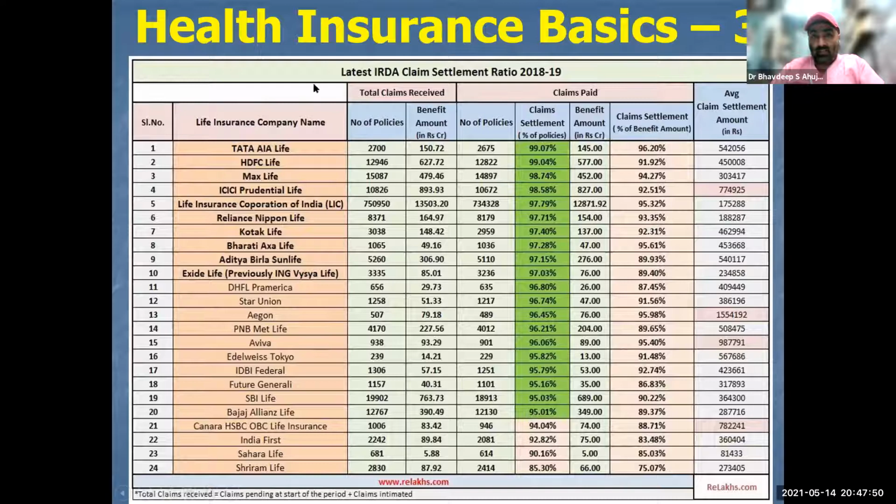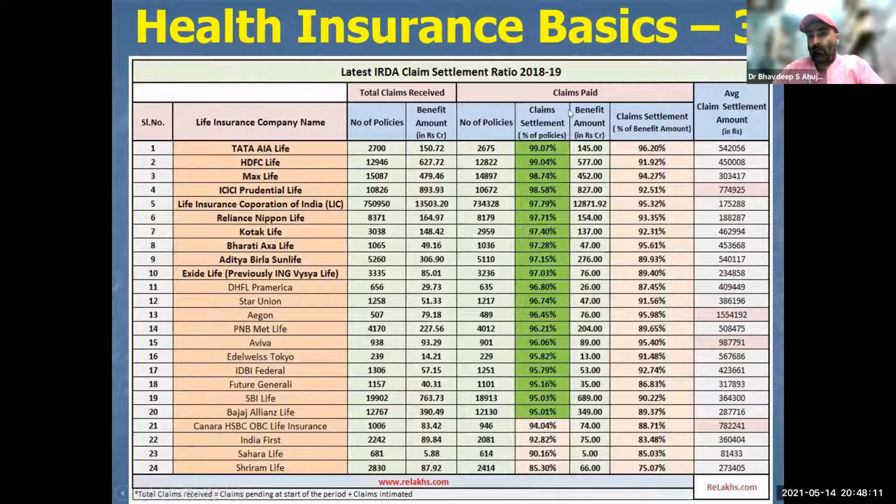So number of policies, 2,700. Leave aside the benefit amount for a moment. Number of policies which are claim paid. Claims received, 2,700. Policies, 2,675. Then the claim settlement percentage of benefit amount, which was there, 96%.